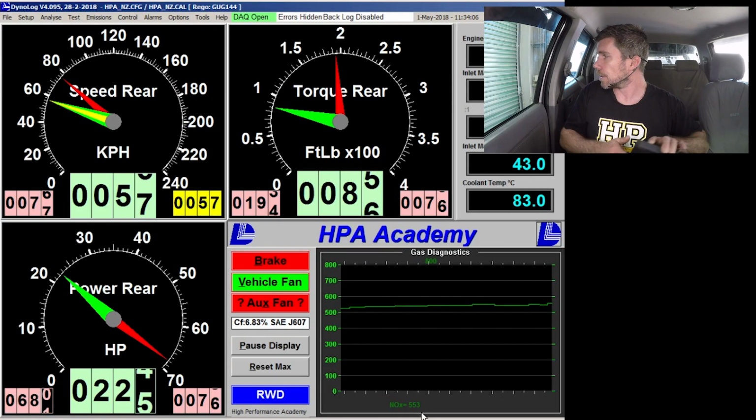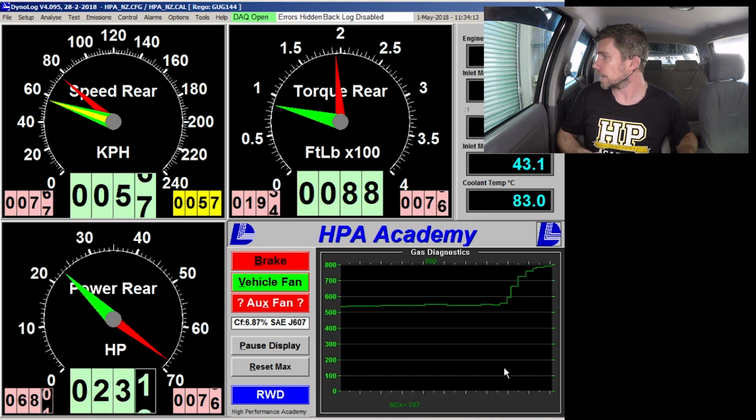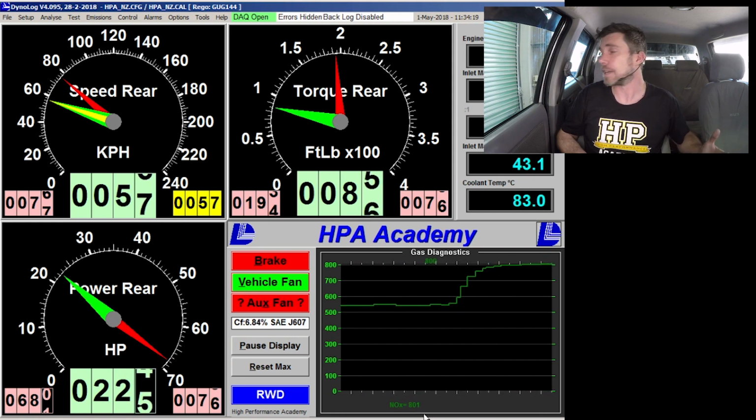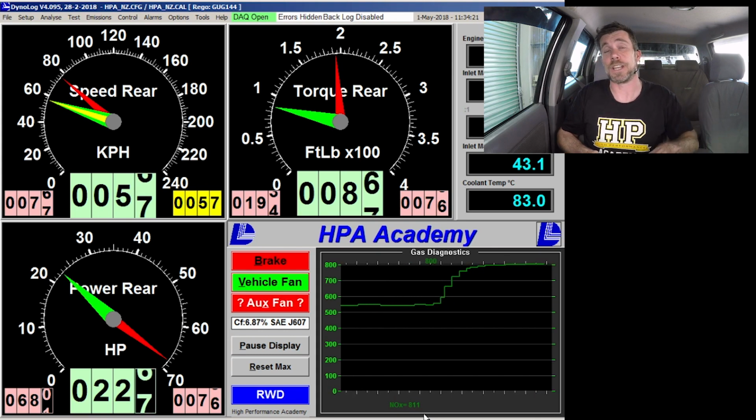Let's head across to the dyno and we'll see the effect of advancing our injection timing, and we're seeing our NOx output increase now. We've gone from about 530 up to around about 800, 795 parts per million. So it's quite a large increase for that 5 degrees that we've advanced the timing.